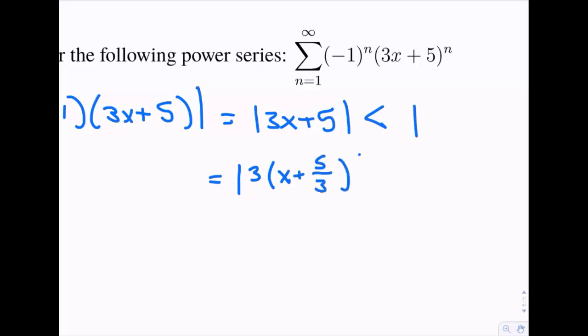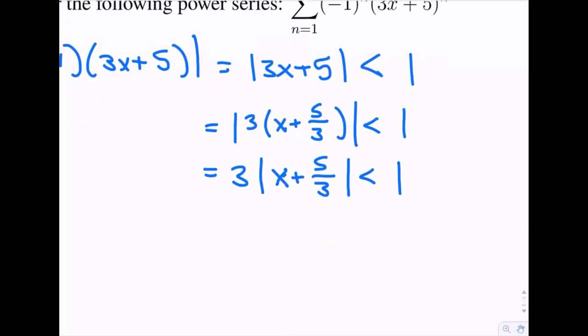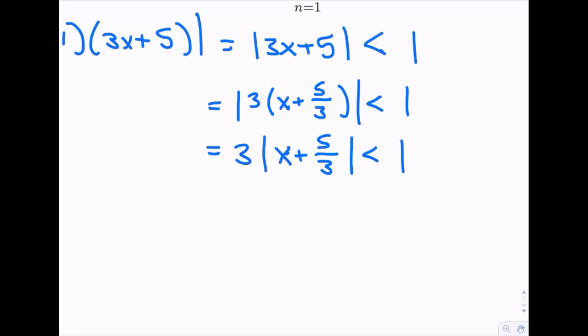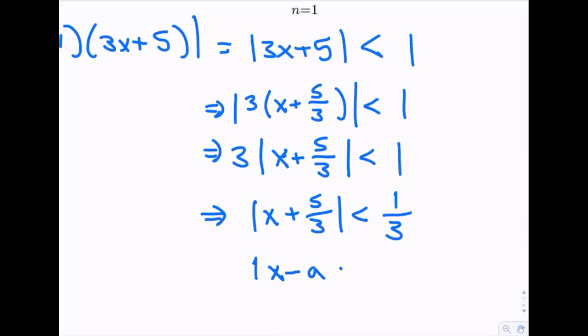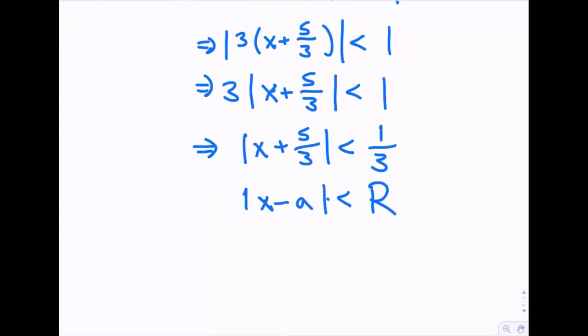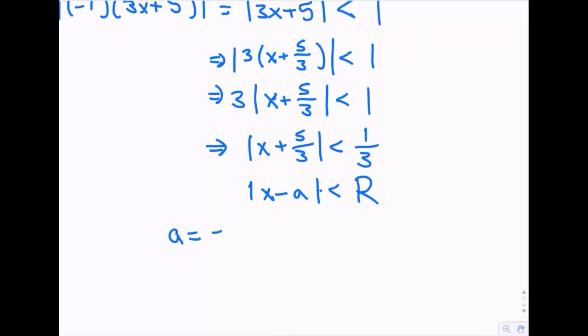So I'm going to factor out my 3. And when I do this, I get x plus 5/3. And then, well, the absolute value of 3 is just 3, so I can factor this out of the absolute value in some sense. And then finally, I could go ahead and divide both sides by 3. I wouldn't need to flip the inequality because I'm dividing by a positive number. And now we can see we have this setup, right? We can see, first of all, we have it as this x minus a, the absolute value, is less than some r. So this is telling me, first of all, that a is negative 5/3 and that r is 1/3.